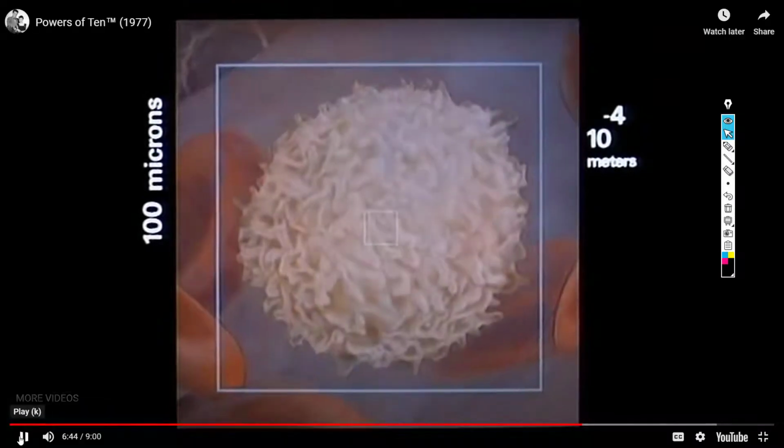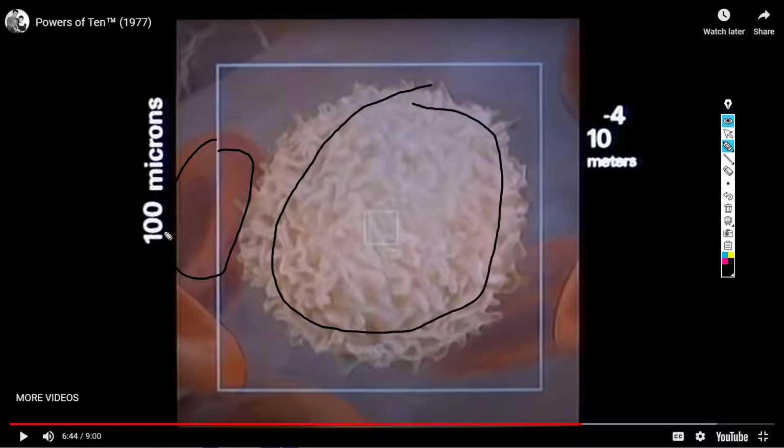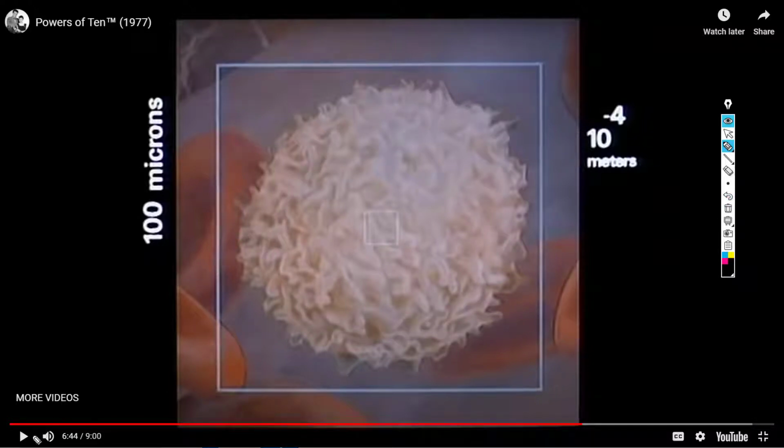So for example, the red ones here, these ones are red blood cells. These ones are white blood cells. Red blood cells transport oxygen that we breathe throughout the body. We'll learn more about that today. White blood cells help us fight off viruses and disease. Okay.